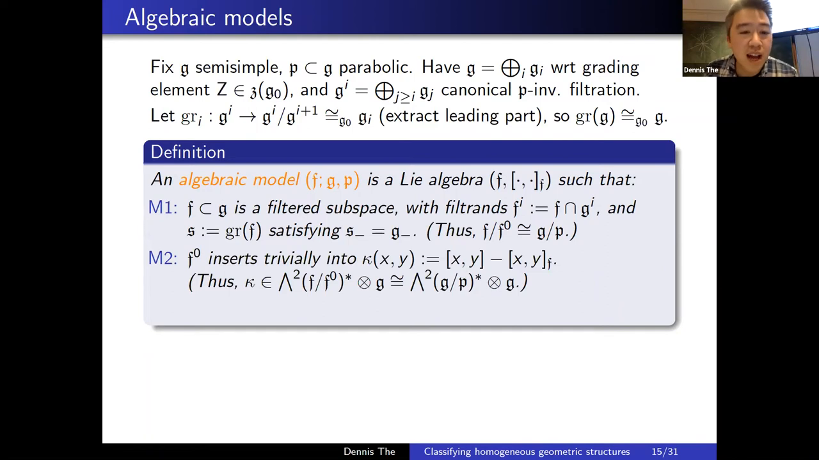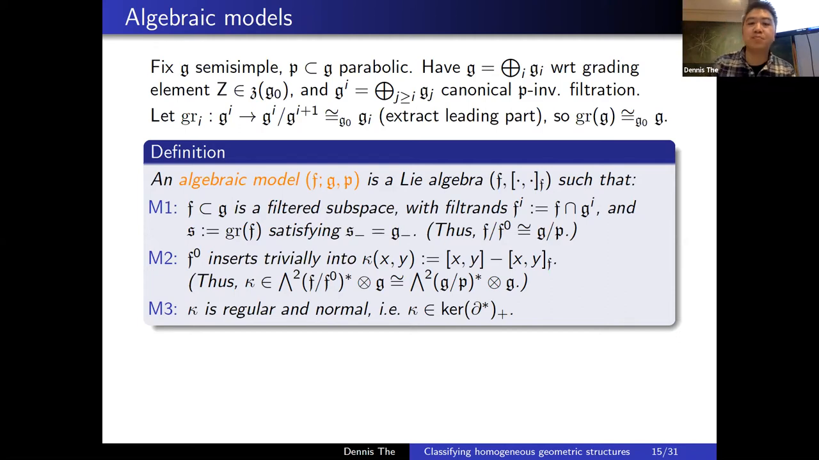Second axiom, F0 inserts trivially into what I define as curvature. So the curvature just being the difference between these brackets. So kappa is an element over here, but by what I had in M1, this is the same thing. I can identify that with this space over here, and I'll use the same notation for both. The nice thing about working in this space is I know what regular and normal means, and that's the last axiom that I'm putting in here. So this is for the parabolic setting. So that's my notion of algebraic model. That's what we want to classify here.